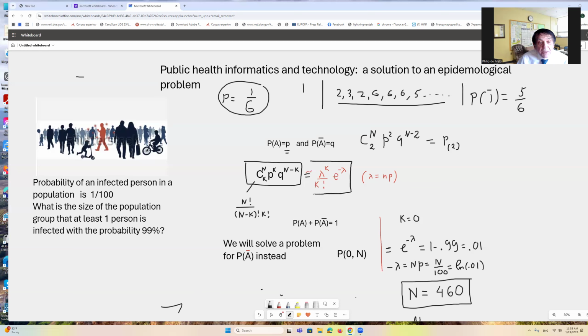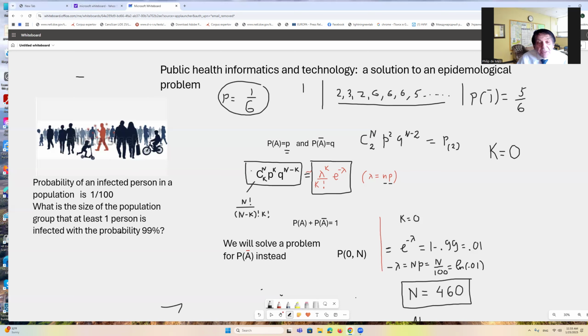Poisson approximation. So now we solve this problem with k equals 0. We don't want to see infected people in this group of people that you have chosen. In this case, the Poisson formula becomes very simple, because lambda is n, which you don't know, times the theoretical probability. We have it, it is 1/100. So lambda we know, if we know n, of course.